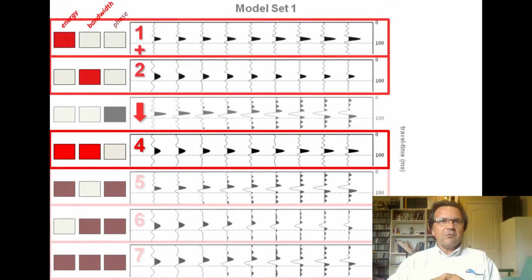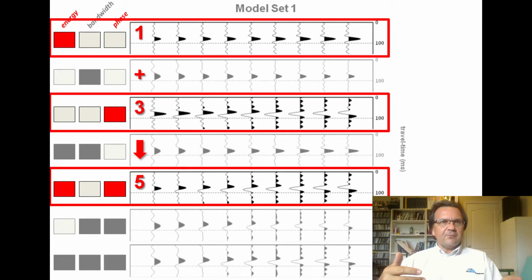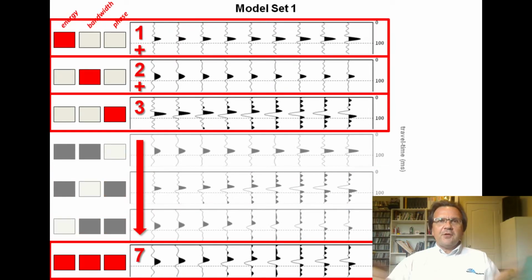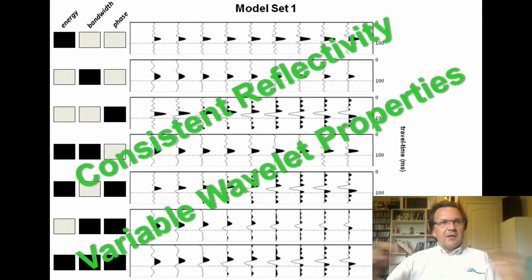For example, reflection strength and bandwidth, reflection strength and phase, bandwidth and phase, and last but not least, all 3: reflection strength, bandwidth, and phase. When examined as a set, these 7 models illustrate sensitivity of attributes to effects of processing with no tuning effects. In other words, constant geology, variable wavelet properties.